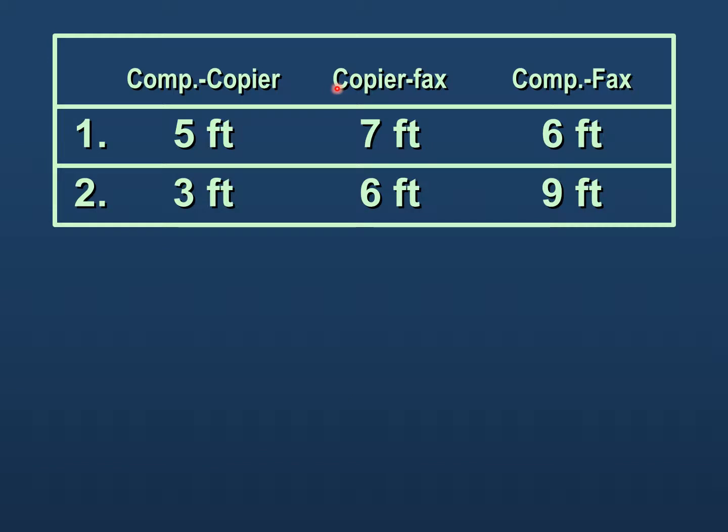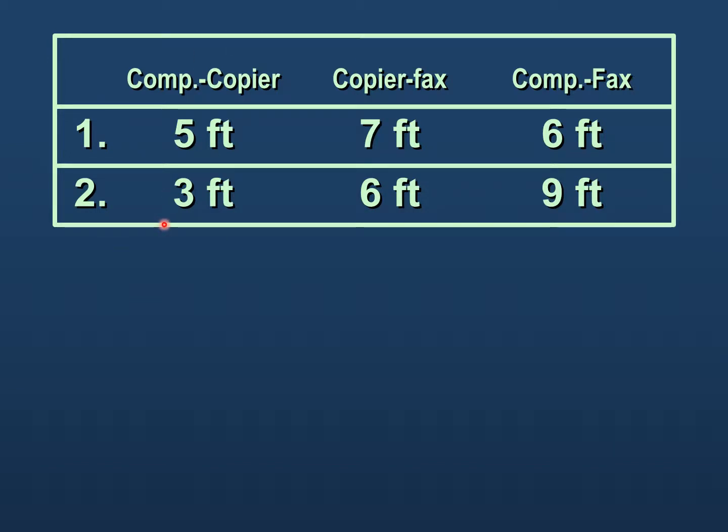And then, is it a good idea that the copier to fax is 7 and the computer to fax is 6? So the other sides are 7 and 6. This would be okay because this makes a triangle, right? Regardless, option number 1 is a good option, okay?